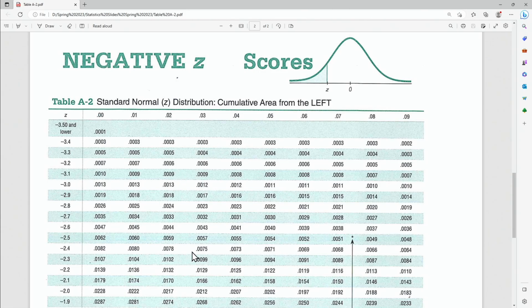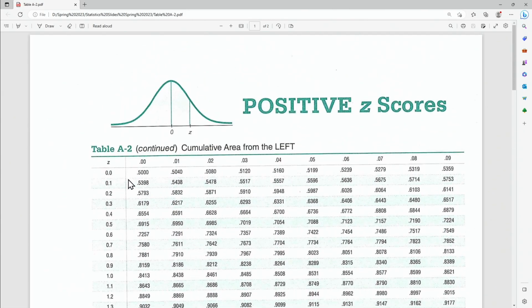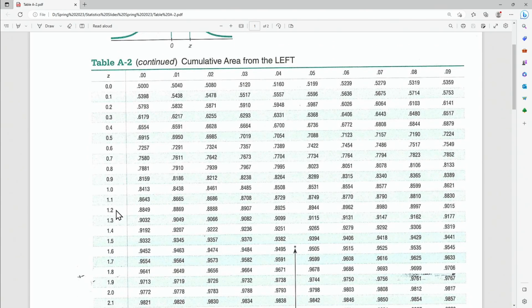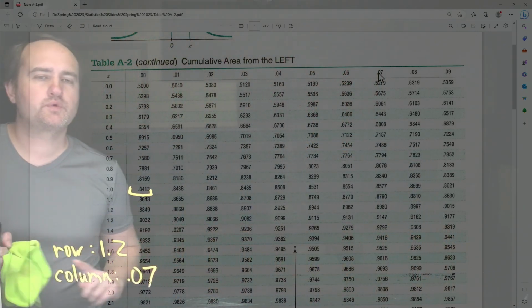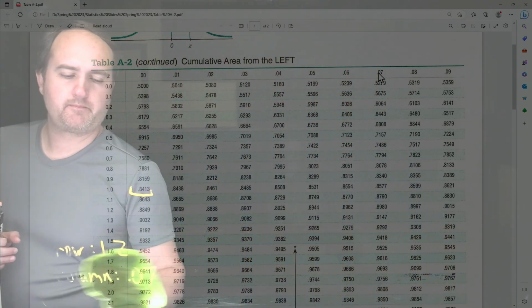Obviously 1.2 is a positive number, and that's going to be the row on the left side here. So we're looking for 1.2, which is right here for our row. And then our column is on the top. So here our column is 0.07. Let me switch to overlay mode so that you can see this, if it will behave. There we go. Okay, so row is 1.2, column was 0.07.